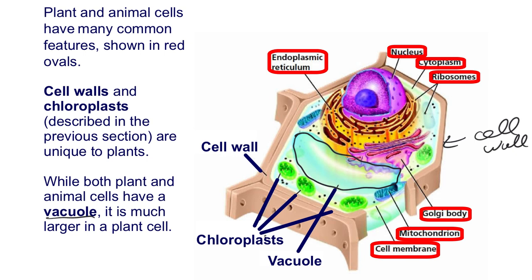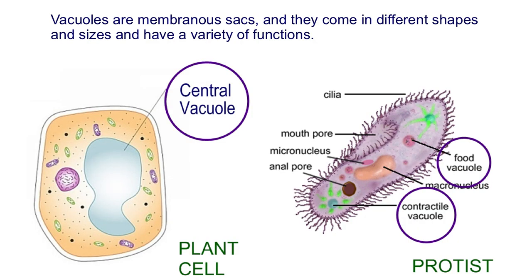That's called a central vacuole. It's huge. You see chloroplasts. Chloroplasts are not in animal cells. Okay, but all the red framed names are shared by both plants and animals' cells.